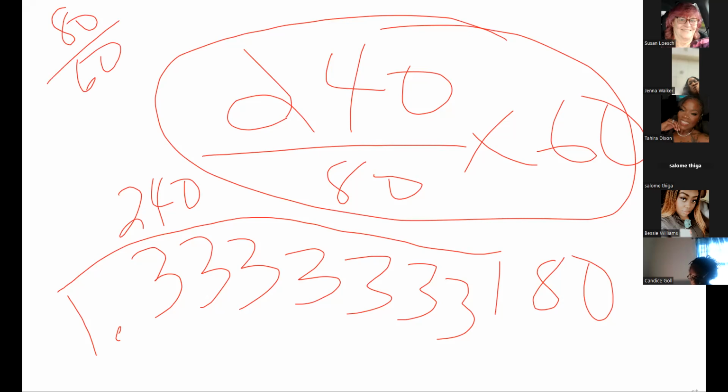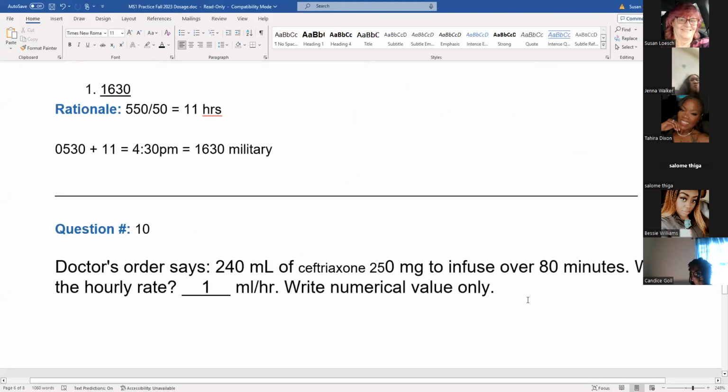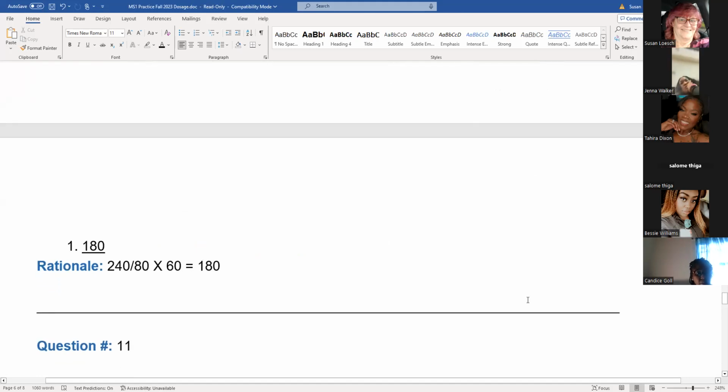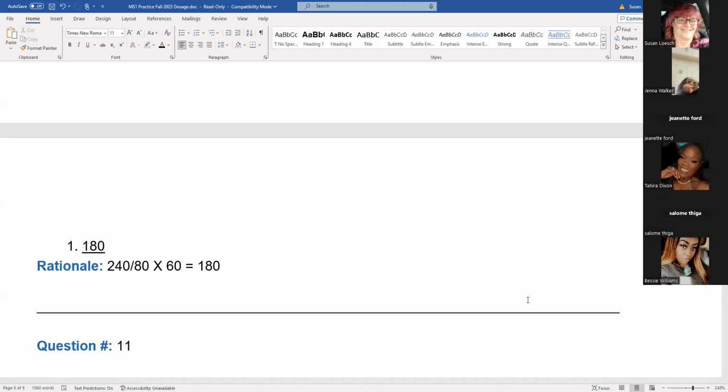It boils down to how do you want to do the math? How do you like to do it? Because there are a multitude of formulas. It doesn't matter which one you use. What matters is that you use the right one and you get the right answer. All right, so everybody was able to get that answer, 180? Yes.